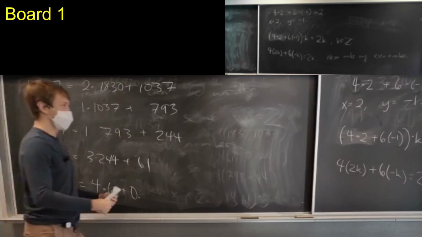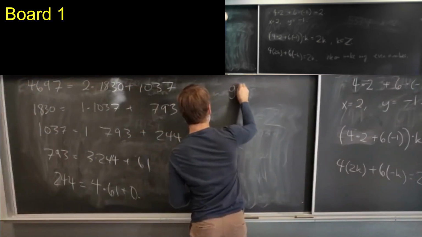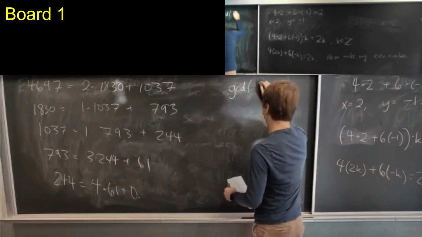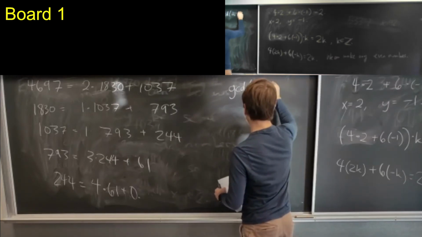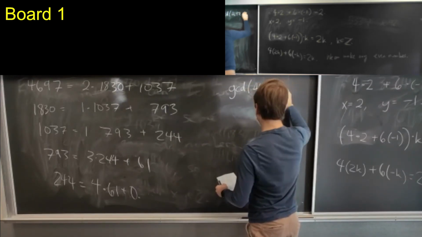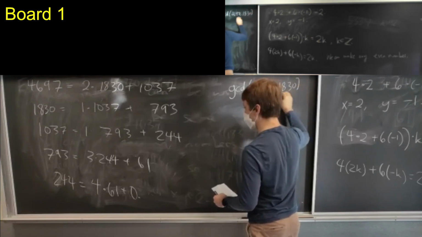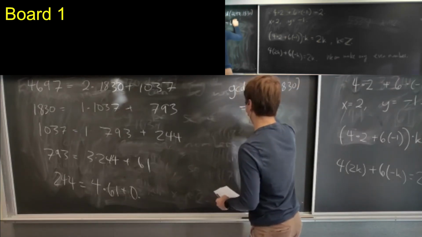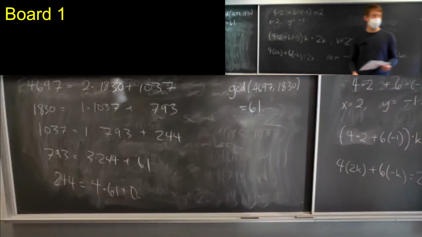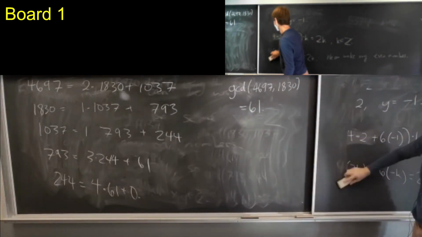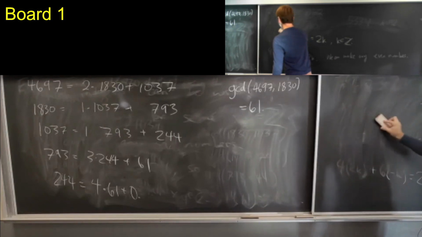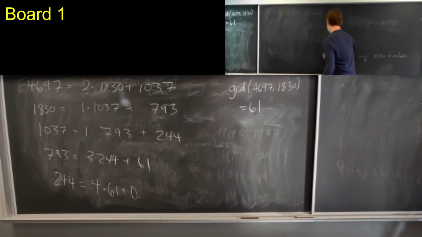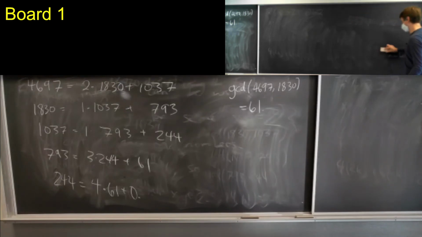So this whole thing was trying to compute the GCD of 4697 and 1830, and we determined that it's equal to 61. Okay. So using this calculation, let's see how I can represent the number 61 as a multiple of 4697 and a multiple of 1830.